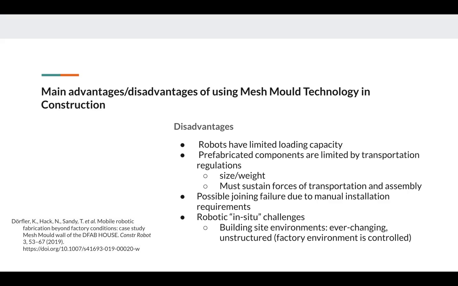And then robotic in situ challenges. So these are the challenges that we're going to see if we're trying to do things completely on site. So due to the building site environments being unstructured, that can cause different problems. And we see that the mesh mold technology works, but it's still different than having it in a factory environment that is controlled.